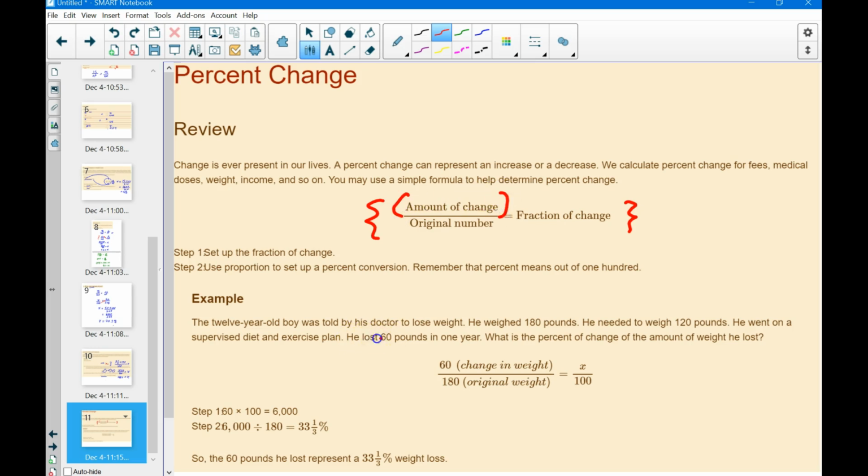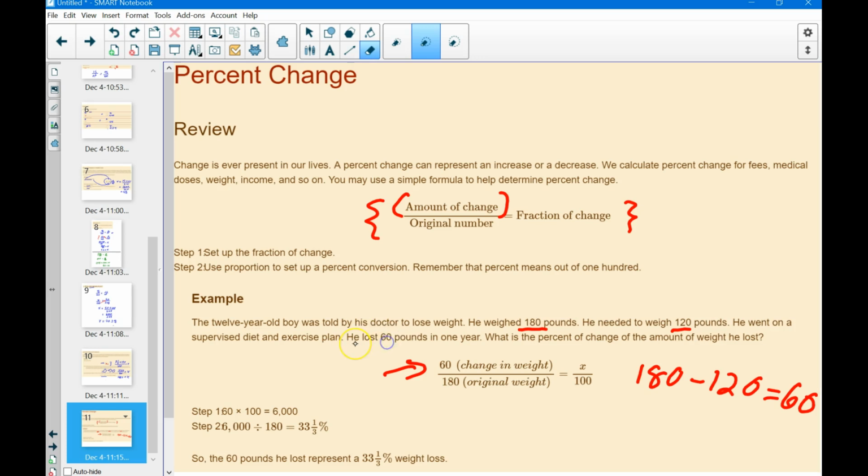So if they left this piece of information out down here, they said the 12-year-old boy was told by his doctor he had to lose weight. Yeah, he was 180 pounds, he needs to be 120. So you have to actually take the 180 and subtract the 120 to get the 60 that they're using over here. Because it's a change in weight. Now they were nice in this question because they actually gave you the change in weight. You lost 60 pounds in 1 year. But if they didn't give you that piece of information, you would need to know that. So you'd have to take the original weight, subtract the new weight, and then determine the change in weight.